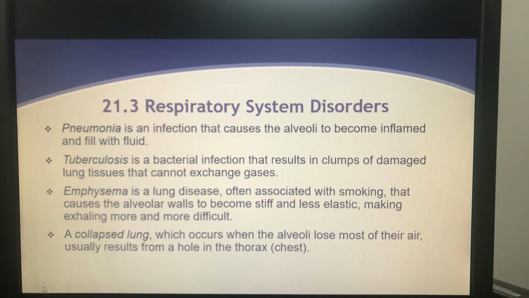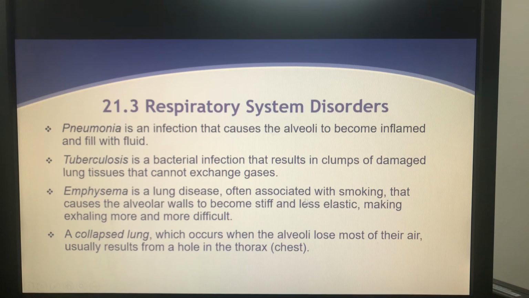You can hear a lot of wheezing with pneumonia as well, and so when there's a lot of fluid on the lungs, obviously with the lungs, you want air in there, you don't want fluid. Tuberculosis is a bacterial infection that results in clumps or damage of lung tissue, and it makes it hard where you can't exchange gases.